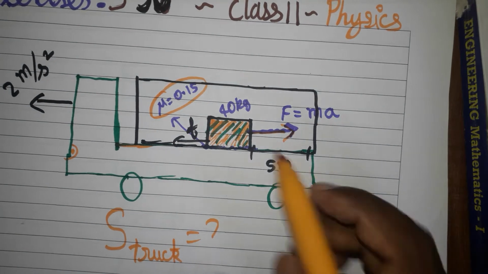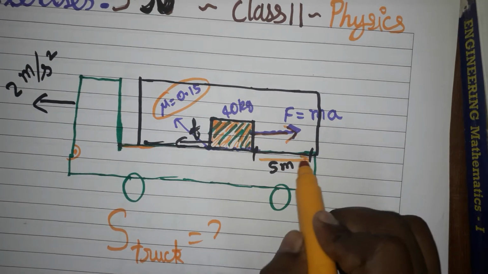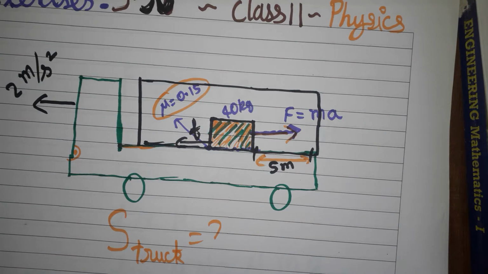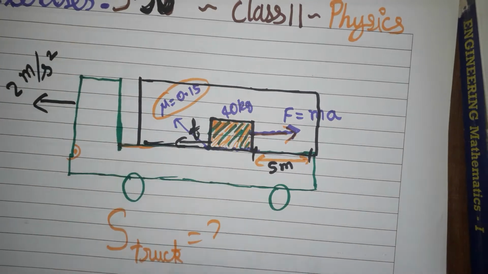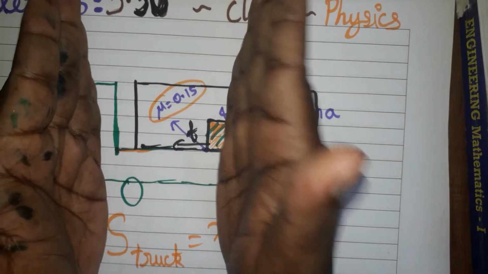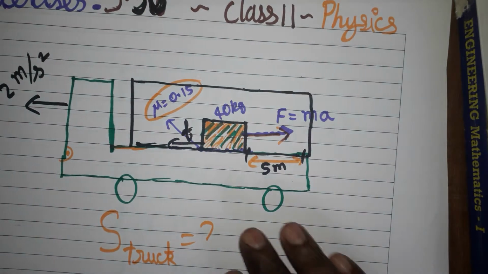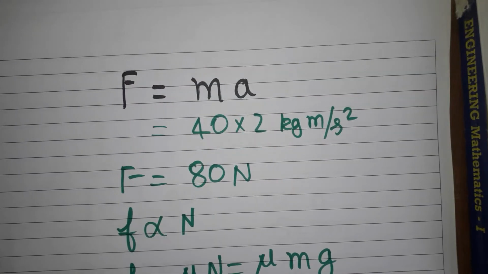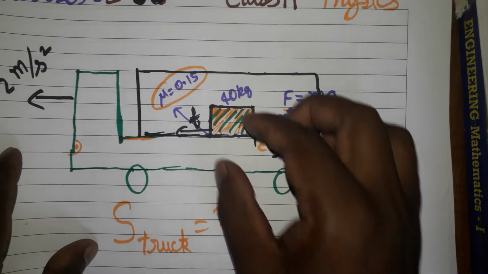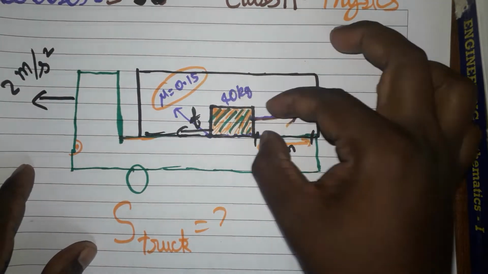Now the block is getting displaced by 5 meter, which is given in the question. And now they asked what is the displacement of the truck. Whether truck or block, initial velocity is 0. Now I am going to calculate the resultant acceleration that is going to move this block.